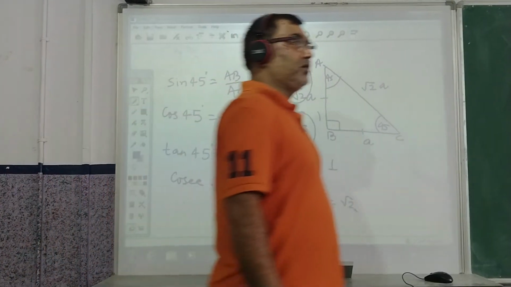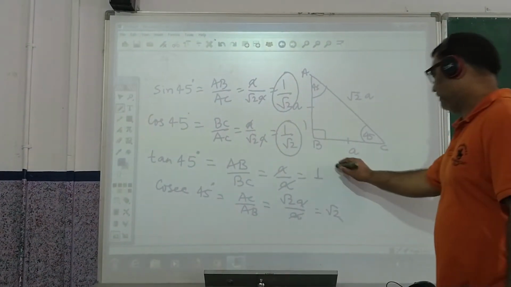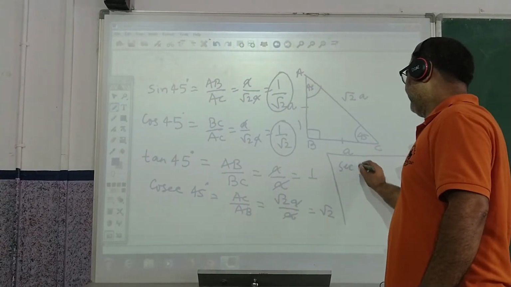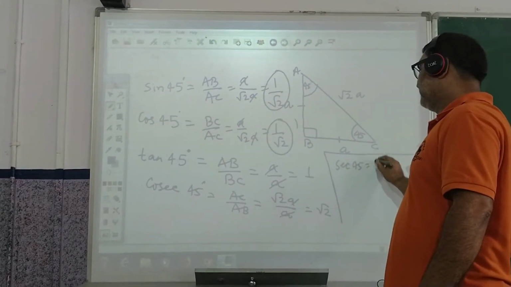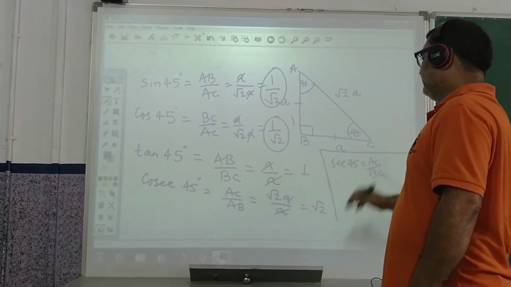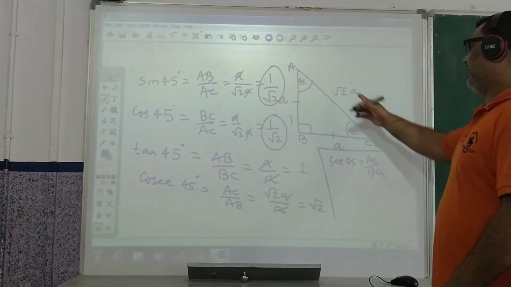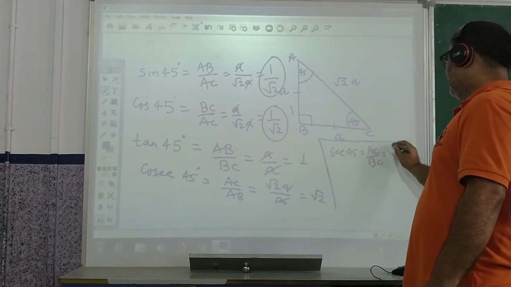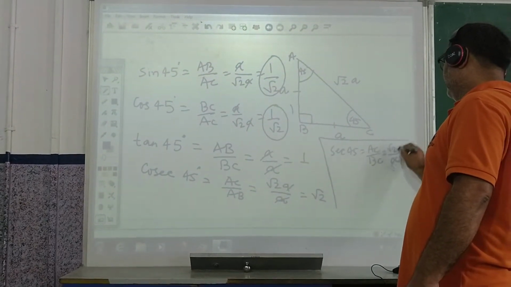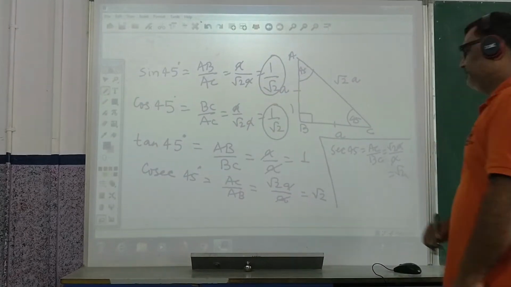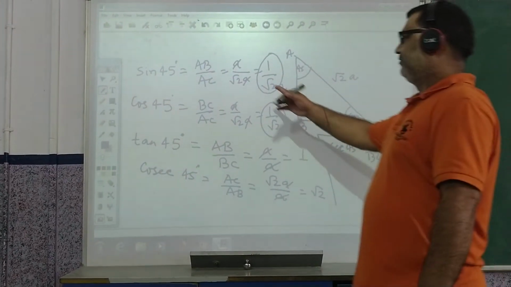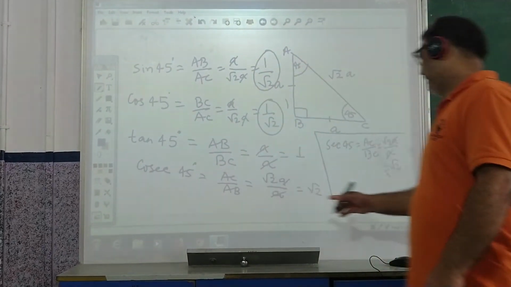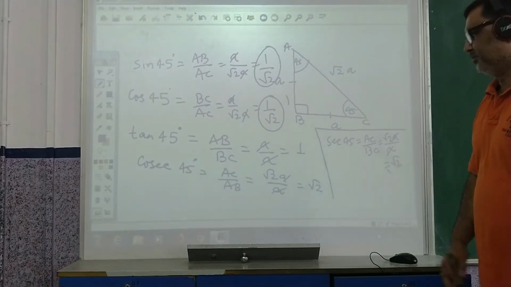Now, the reciprocal of cos is the sec. So sec 45 is again equal to AC by BC, that is H by B. H is this, B is this. So the value is root 2A by A, that is root 2. So as sin 45 and cos 45 are the same, 1 by root 2, cosec 45 and sec 45 are root 2.